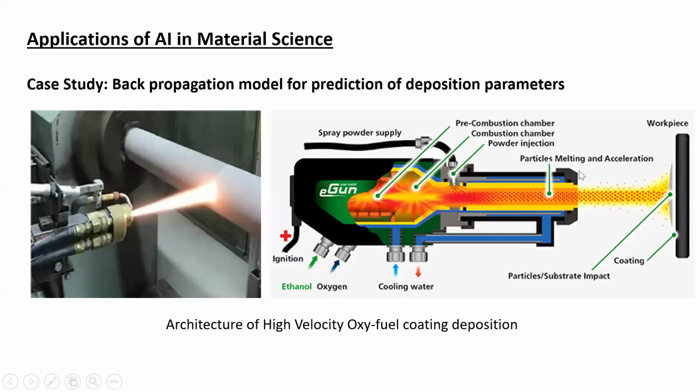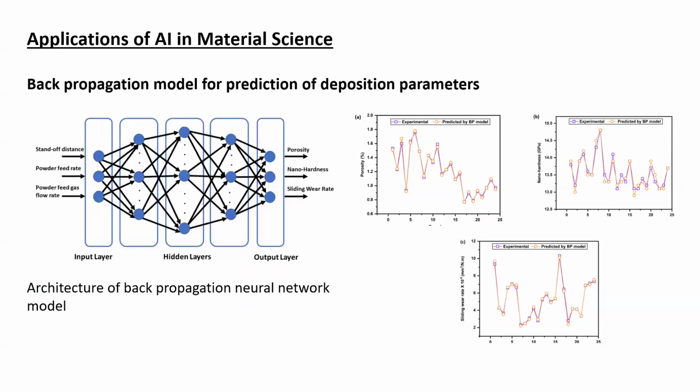This is the distance between the end of this particular gun and the end of this particular workpiece. That distance is called the standoff distance. As per the literature that we have studied, because of the change in standoff distance, the properties of the coating are going to change. So that's why we have varied that standoff distance, and we have carried out actual experimentation for the different standoff distances.